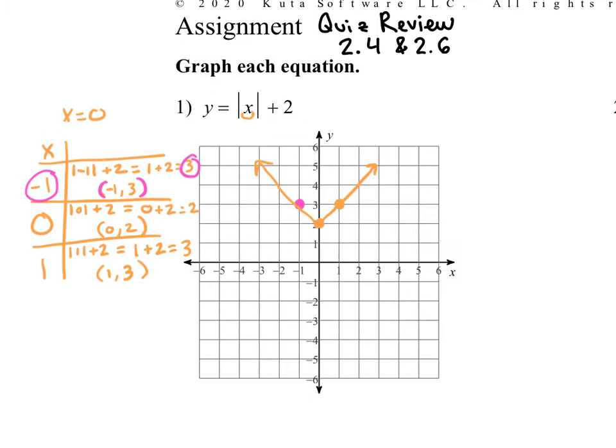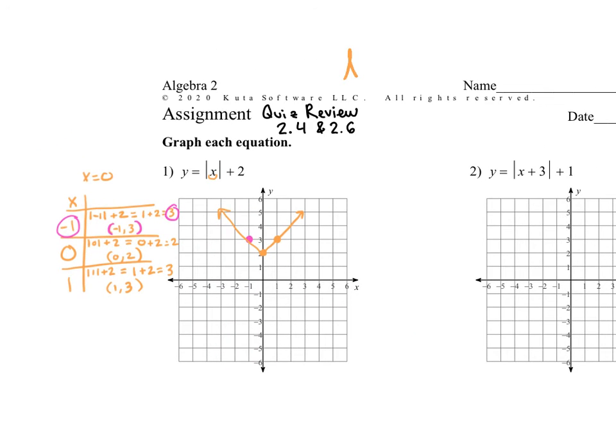So for all of these absolute value graphs, you need 3 points. So for every single one, you need to plug in 3 points.